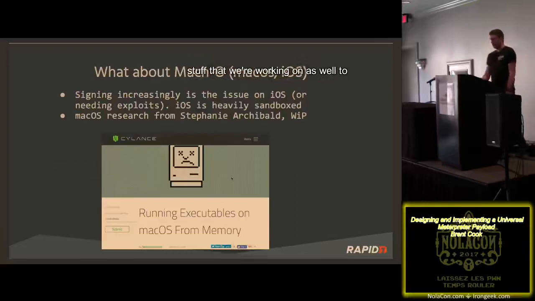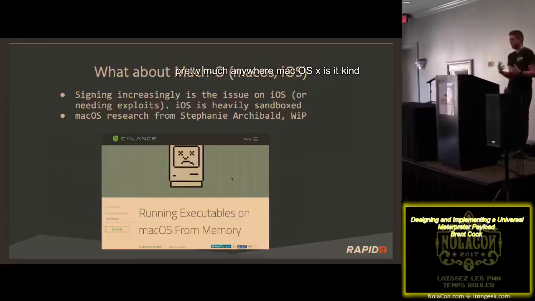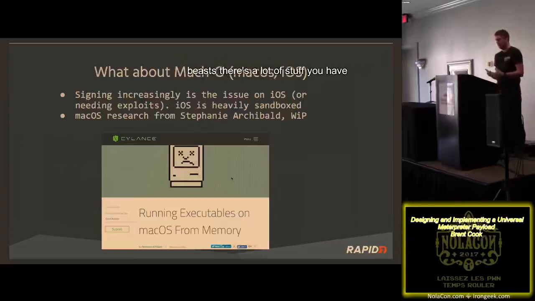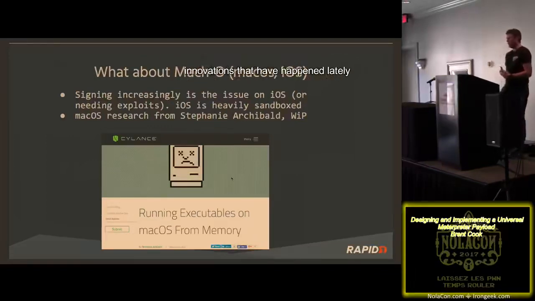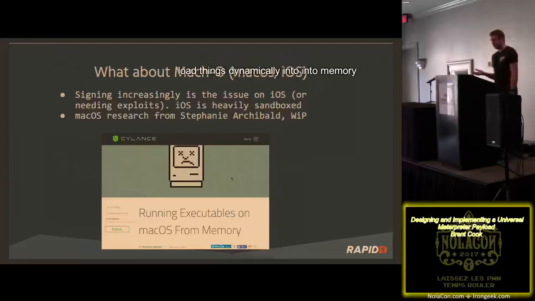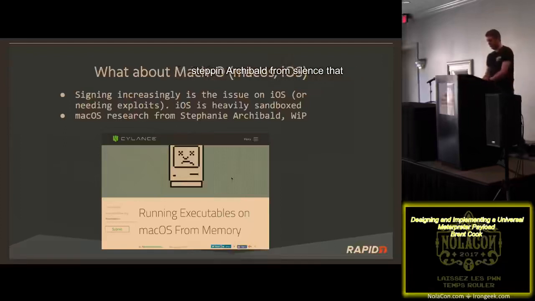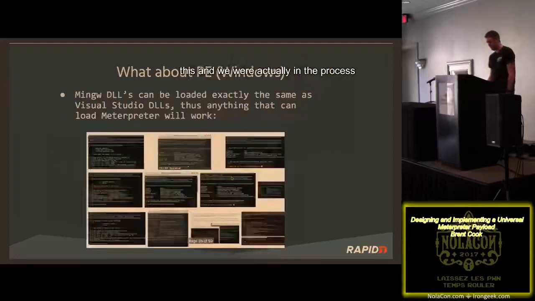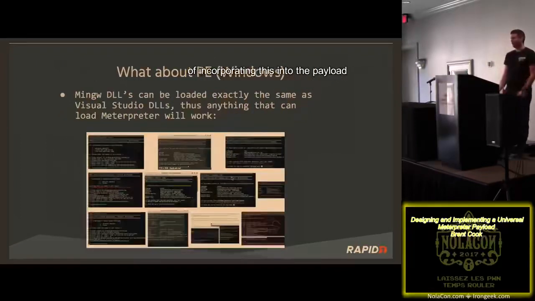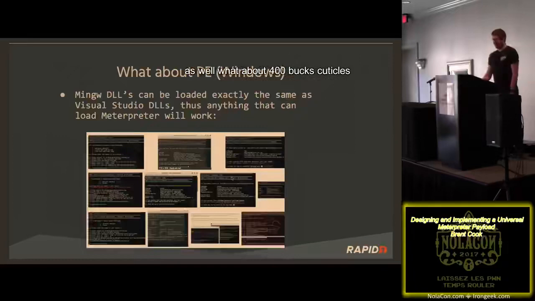What are some other ways we can load things into memory? This is stuff we're working on as well, to make this payload able to inject pretty much anywhere. Mac OS X is kind of an interesting beast. There's a lot you have to do to build your own loader and linker. But due to some recent innovations with OS X, it is getting easier to load things dynamically into memory. There's some great research from Stephanie Archibald from Cylance that goes through how you would do this, and we're in the process of incorporating this into the payload as well.